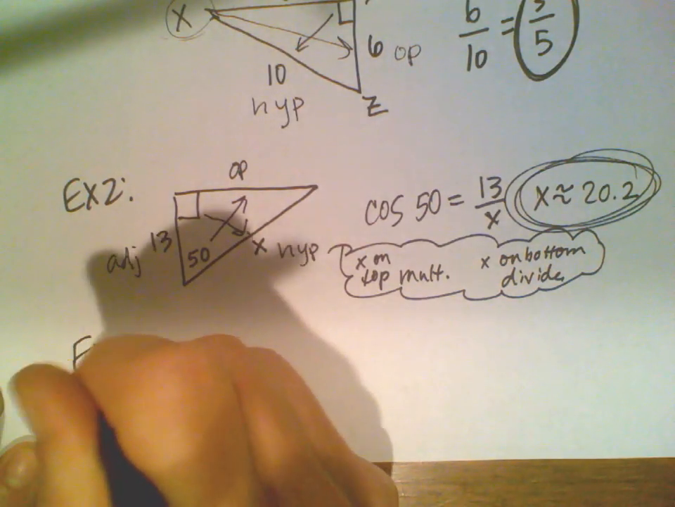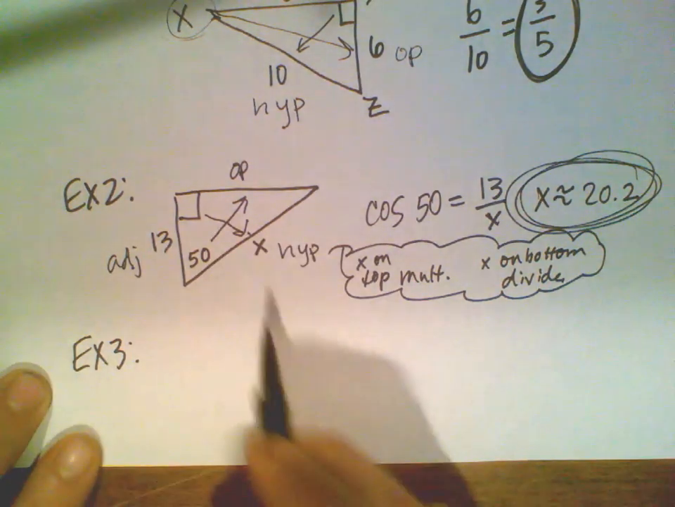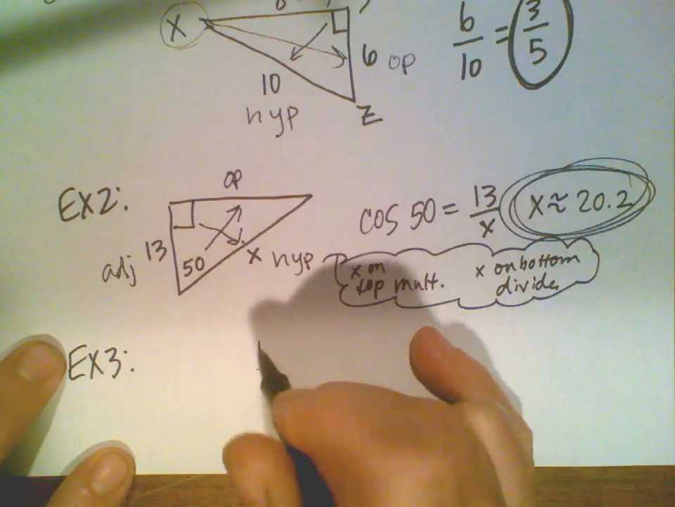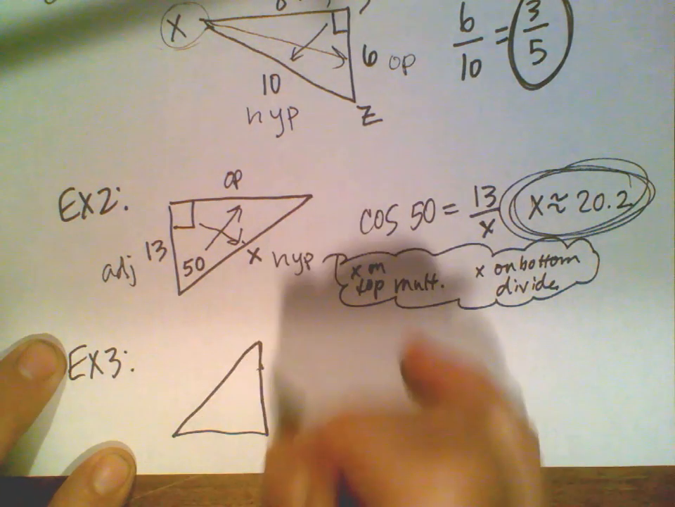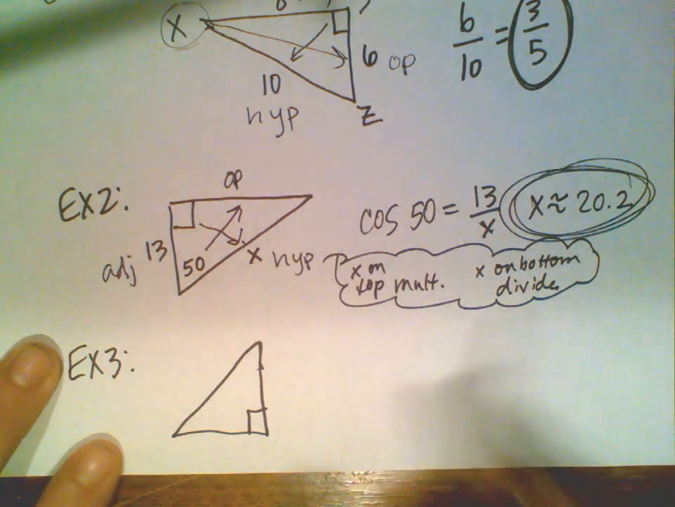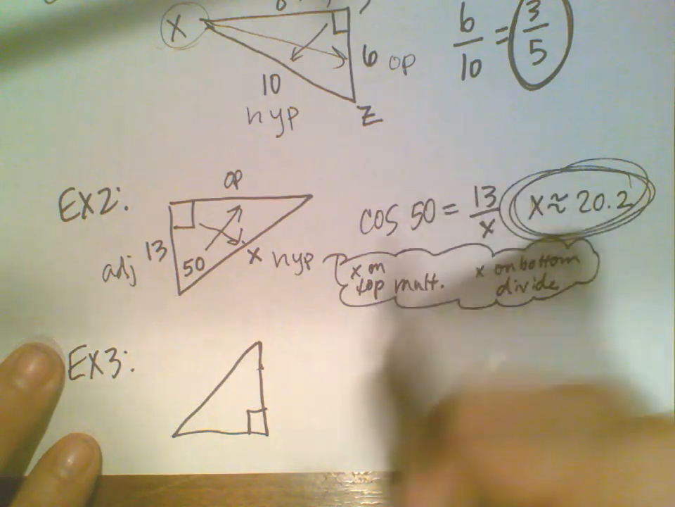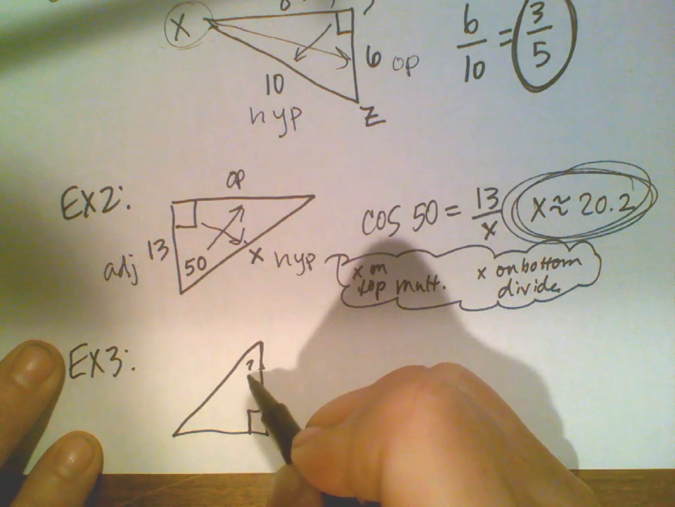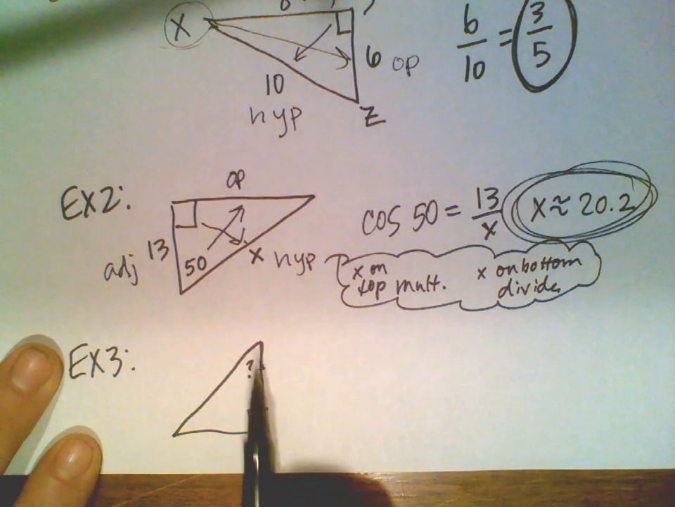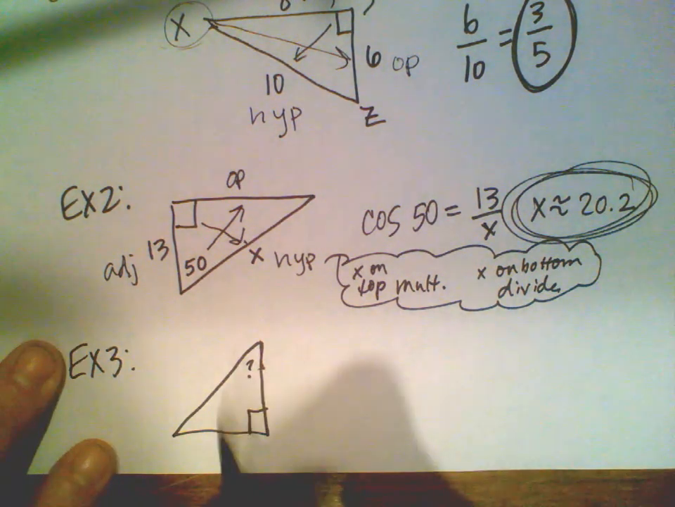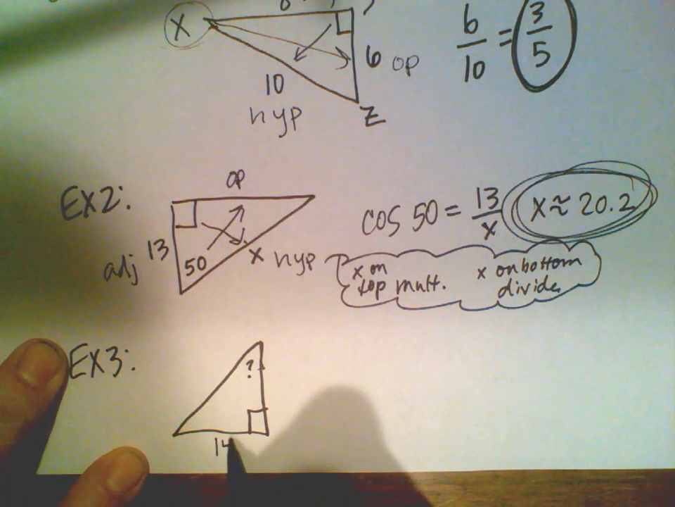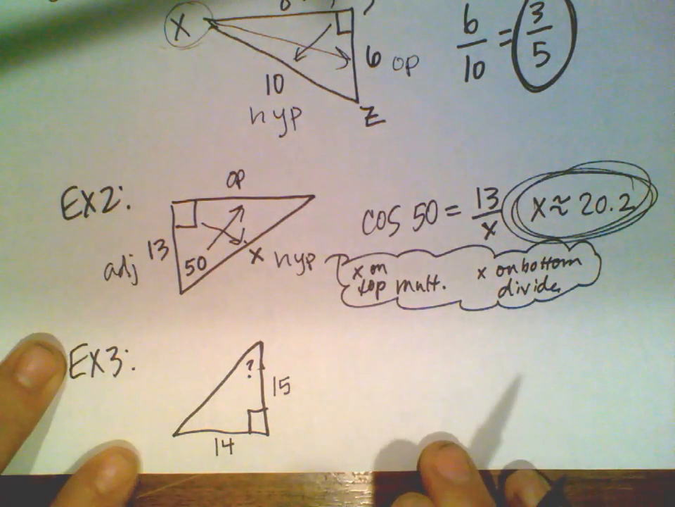So the last type of problem that you're going to get is if you're going to find the angle. So I'm going to draw my, again, move this around a little bit differently. Let's say I am interested in finding this angle right here. That's going to be my question mark angle. That's what I'm interested in. And maybe I have these sides labeled as 14 and 15.